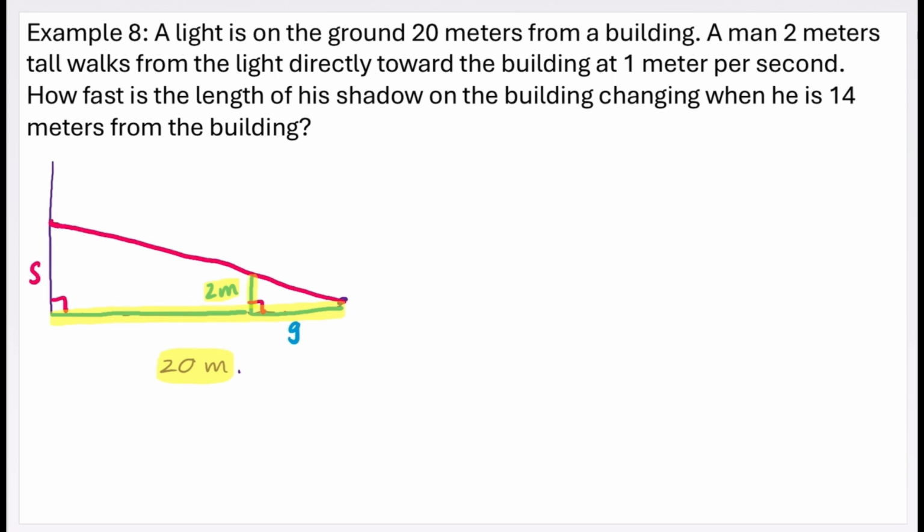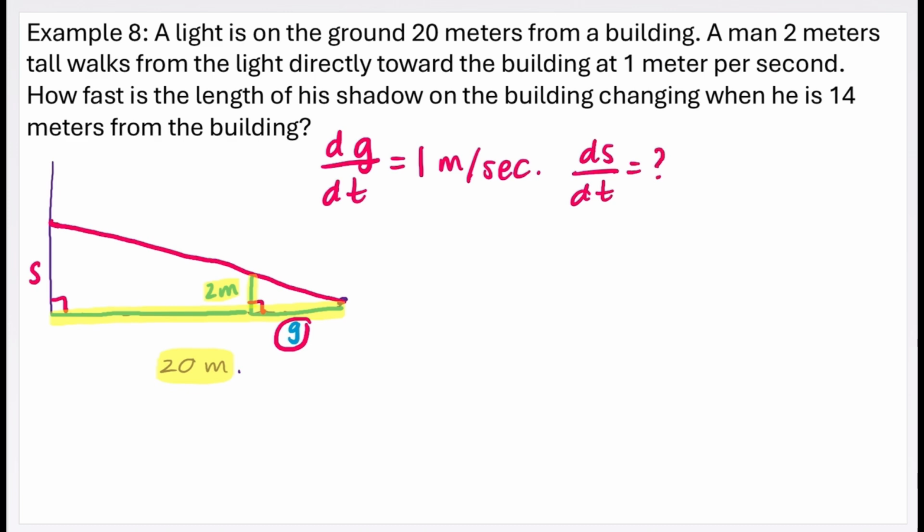Now, let's go ahead and see what we have and what we know. So the light is on the ground 20 meters from a building. A man is 2 meters tall and walks directly toward the building at 1 meter per second. So this length right here, this G, is growing. So dg dt is going to be 1 meter per second. Okay, that's how fast that distance is growing. And then how fast is the length of the shadow on the building changing? So we're looking for ds dt. That's what we're looking for.